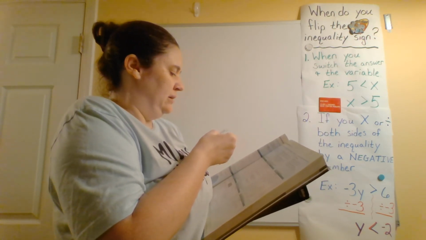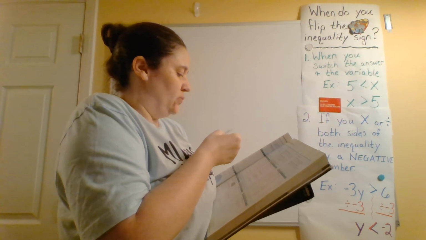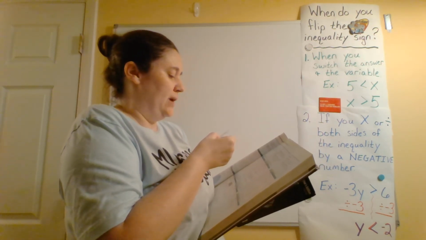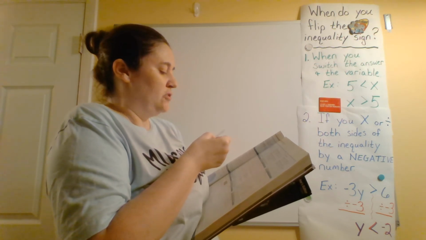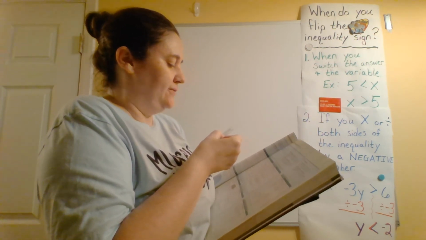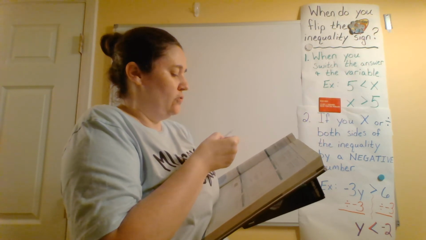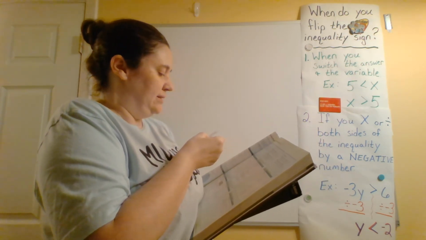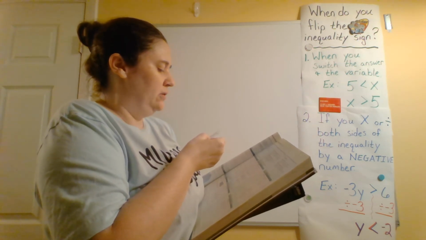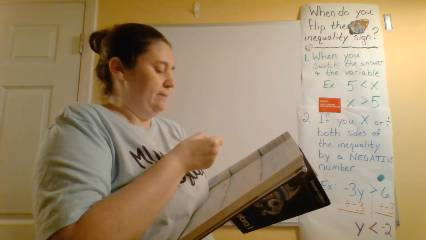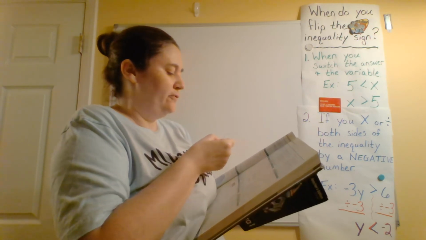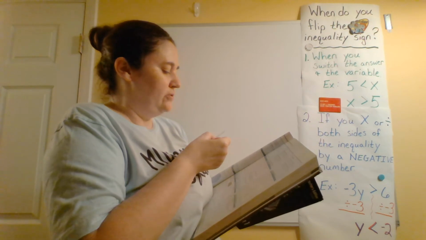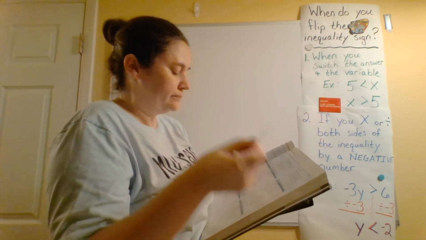Number 9 is C is greater than or equal to 3. Closed circle with a line to the right. Number 10, W is greater than -7. Open circle with a line to the right. Number 11, Z is greater than -4. Open circle, line to the right. And number 12, D is greater than or equal to -12. Closed circle, line to the right.